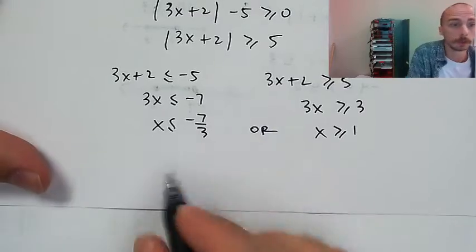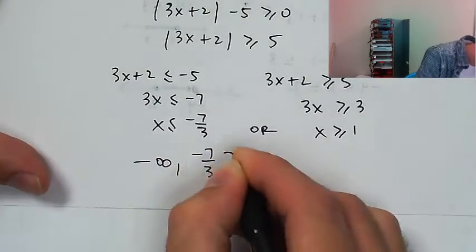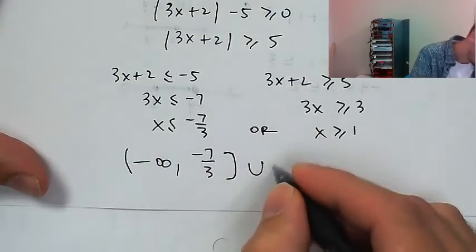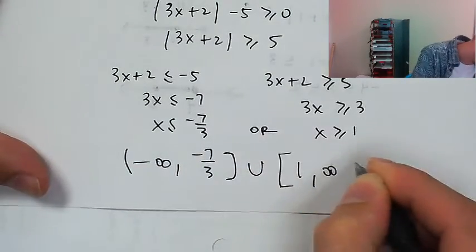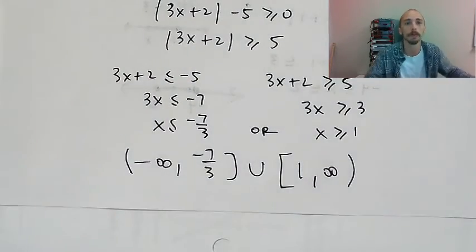If I needed to write this as an interval, there's 2 intervals. Less than or equal to negative 7/3 is negative infinity up to negative 7/3, including negative 7/3 but not including infinity, union 1 to infinity, including 1 because it's greater than or equal to, not including infinity because you never include infinity.